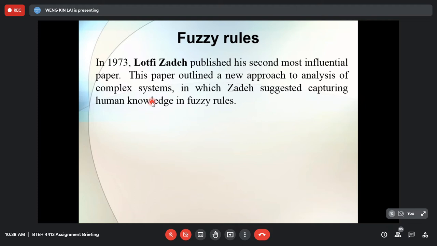This paper, published in 1973, outlined a new approach to analysis of complex systems. He looked at using fuzzy logic to analyze complex systems, in which Zadeh suggested capturing human knowledge in fuzzy rules. The same thing as before, what you studied 4 weeks ago. How do you capture the expert knowledge? Instead of capturing expert knowledge as a yes or no, we capture it in terms of fuzzy rules using the fuzzy membership. That is a major breakthrough in the development of fuzzy logic in AI.